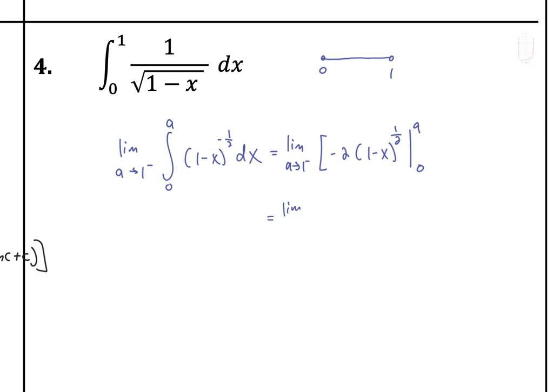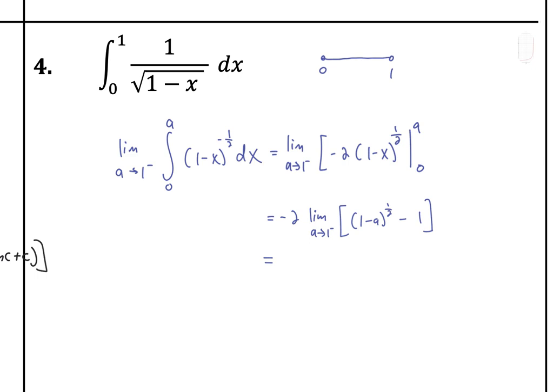And then do the limit. Okay, then plug in that limit. We're plugging in the limits of the integral. Actually, I'm going to pull out the negative 2. Okay, and plug in 0, you just get 1.